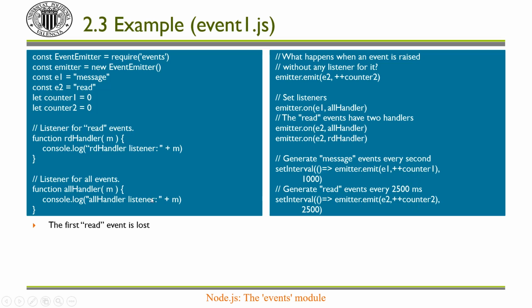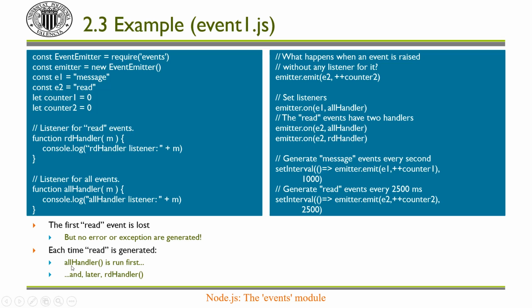As a result of this, as we have already discussed, the first read event is lost. Why? Because it was emitted before any listener existed for event read. But no error or exception has been generated. Simply, this emit call is immediately returned, completed. And each time the read event is generated, we'll call all handler first and later on read handler.